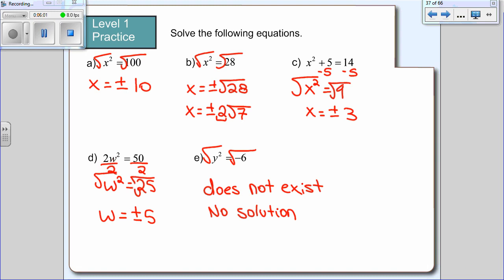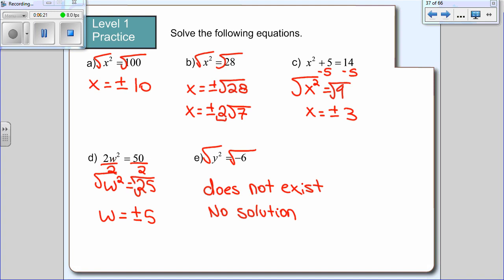Look at the next one. You had to get whatever was squared by itself. So you move the x over. Then you could square root both sides. You got x equals positive or negative 3. You look at D, you had to get W by itself before you could square root both sides. Divide everything by 2, you get 25. Square root 25 is 5.